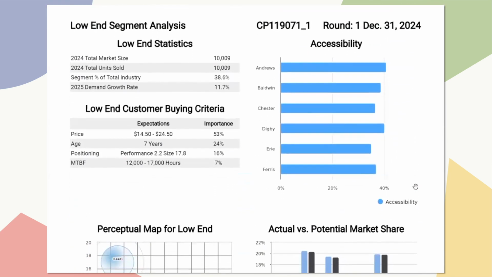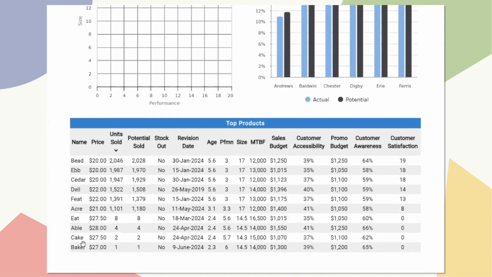So scrolling up the page, we can see the low-end's customer buying criteria. We can see that the most important spec to these customers is price, 53%. We can see that Acre has a price of $21. Comparing it to the most popular product, Bead, with a customer satisfaction score of 19, we can see that Bead has a price of $20. So it's more appealing to the low-end customers than Acre.